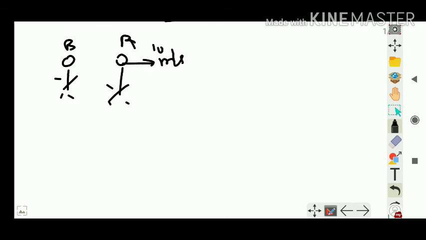Now suppose a different condition I am taking. This is B and this is A, and A is moving, let's say, with 10 meter per second in this direction, and B is moving with velocity 20 meter per second. Now when B observes A, simply think that you are B and you have a person A in front of you, and he is moving with 10 meter per second in forward direction like this. So how would I write the equation?